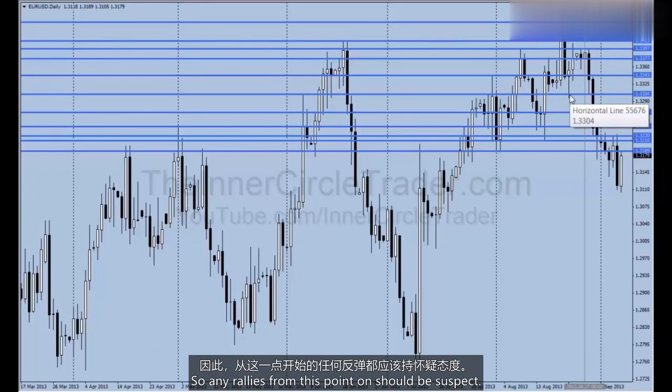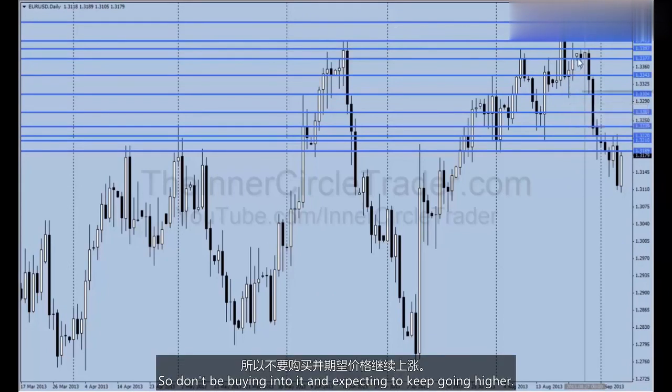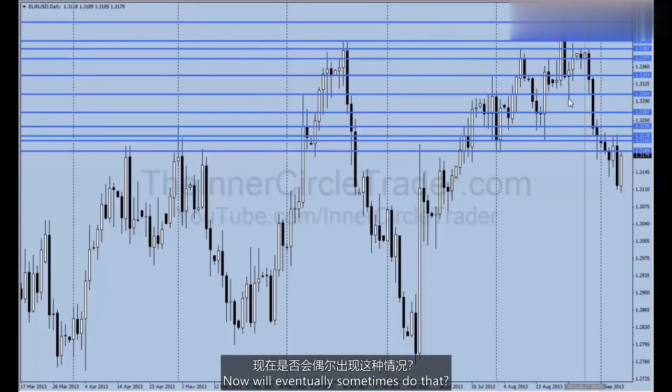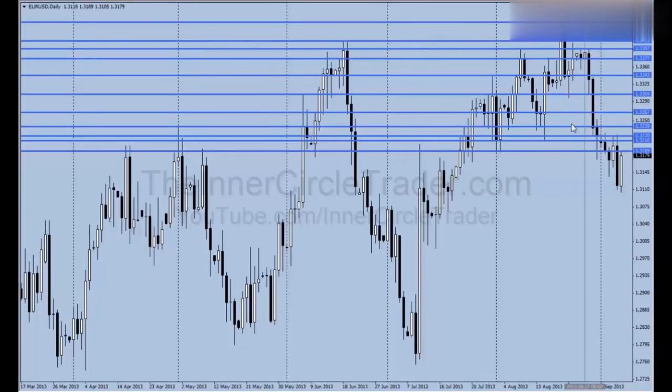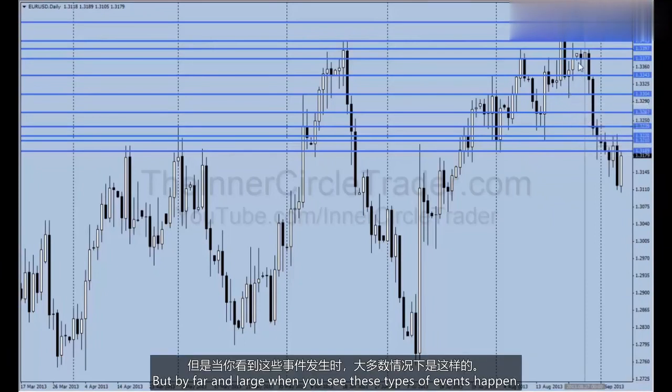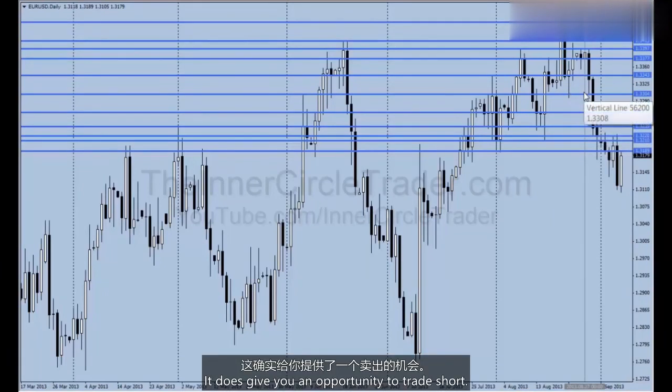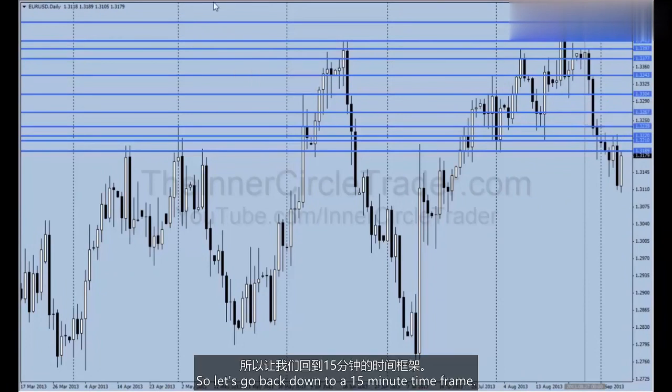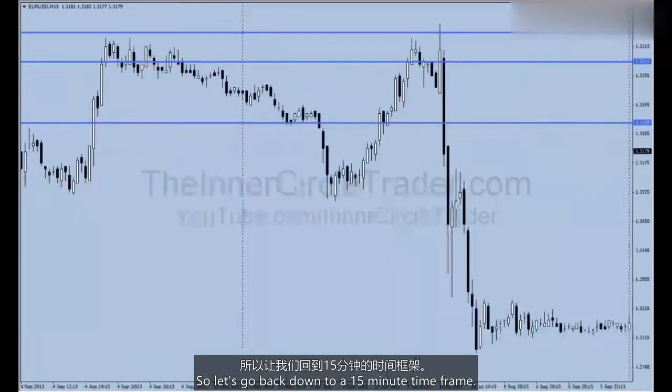So any rallies from this point on should be suspect. In other words, you're selling into them as a mode of trading. So don't be buying into it and expecting it to keep going higher. Now, will it eventually sometimes do that? Certainly will, because I'm not 100%, but by and large, when you see these types of events happen, it does give you an opportunity to trade short. So let's go back down to a 15-minute time frame.